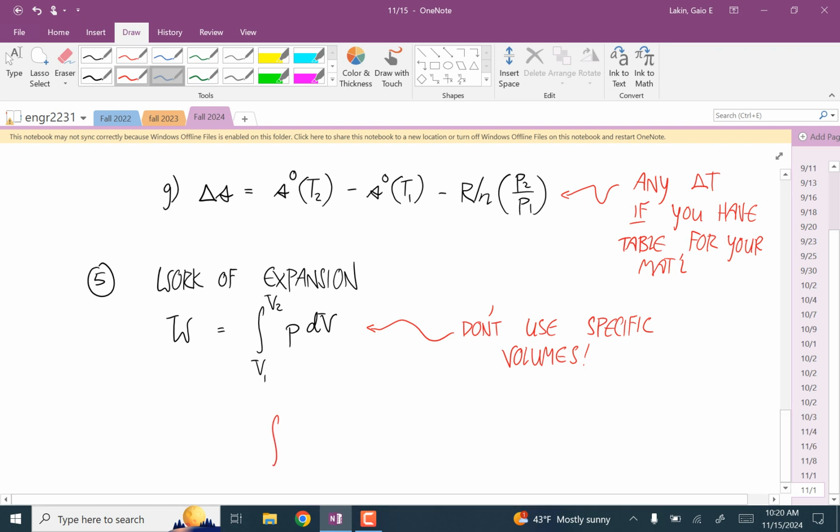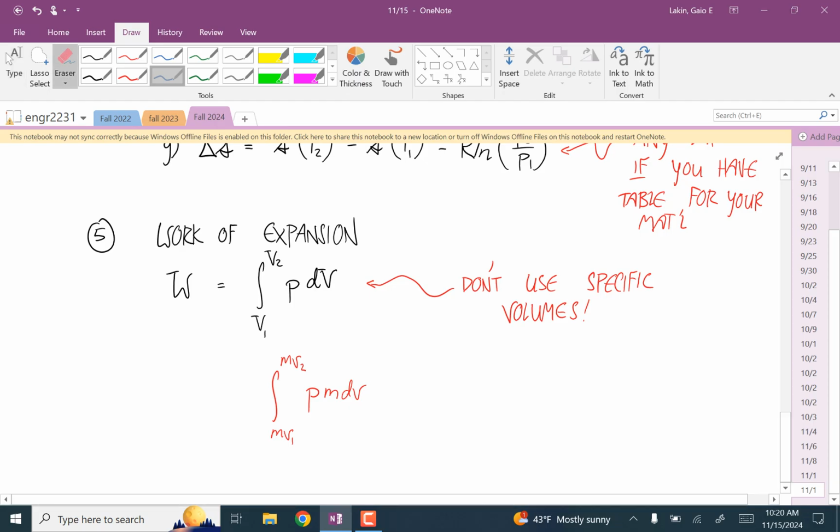Okay, so yes, you could do this as the integral from mv1 to mv2 of P d(mv). Yes, you can do that, that's what you're doing. I'm just saying, notice that you don't want to plug your specific volume straight into that integral. You get the wrong answer.